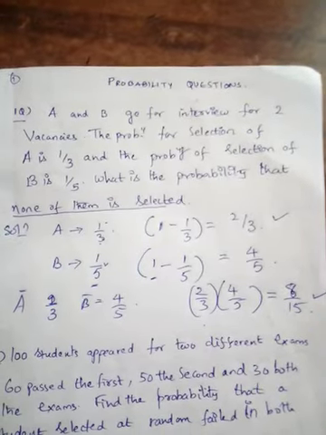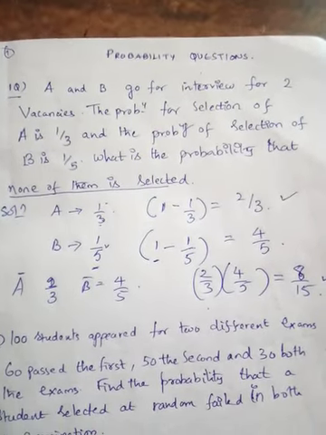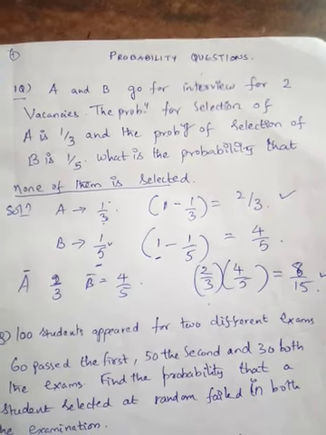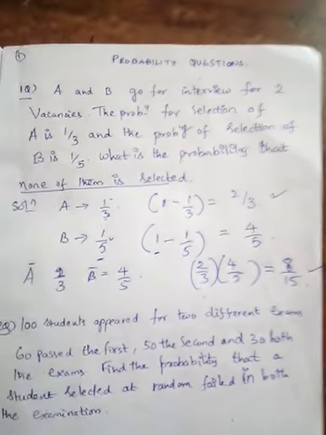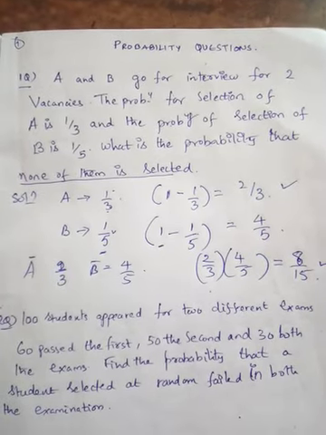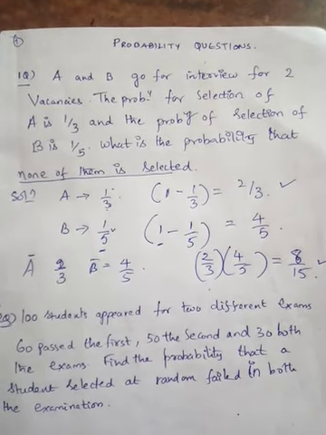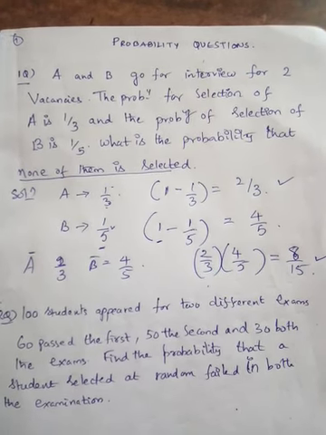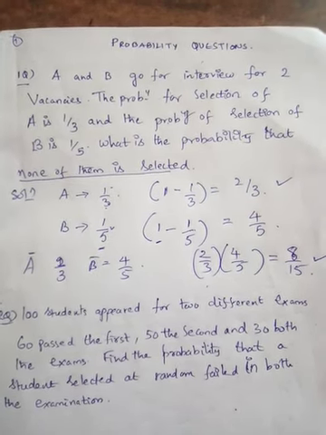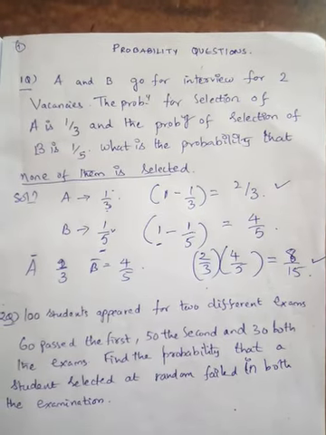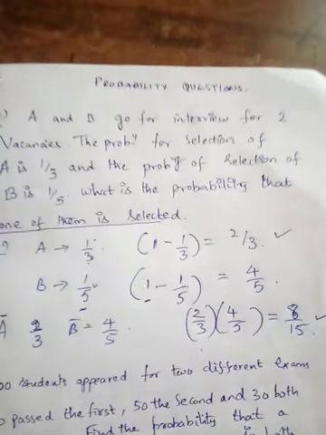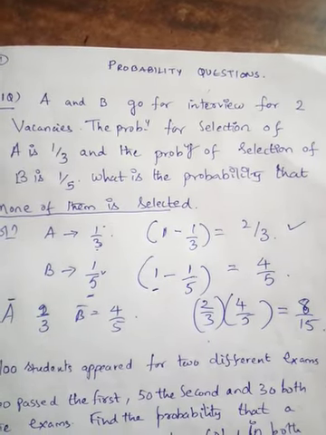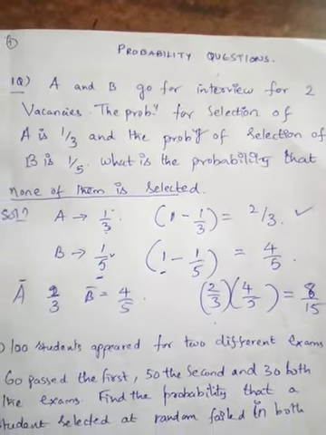Is it clear? A and B go for an interview for 2 vacancies. The probability for selection of A is 1 by 3 and the probability of selection of B is 1 by 5. So the probability that A is not selected is 1 minus 1 by 3, that is 2 by 3. The probability that B is not selected is 1 minus 1 by 5, that is 4 by 5. So the probability that both are not selected, none of them is selected, is 2 by 3 into 4 by 5, that is nothing but 8 out of 15.